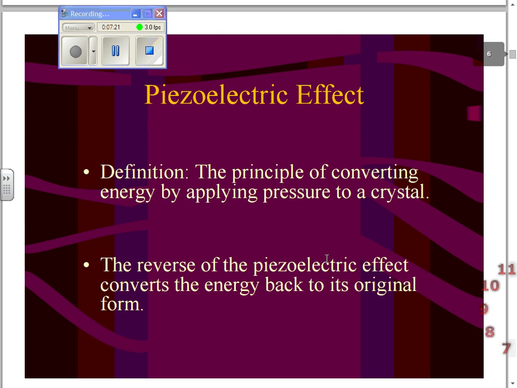It uses the piezoelectric effect, which means that by applying pressure to or compressing a crystal, you can produce a current from it. Equally, the reverse piezoelectric effect is when you apply current to a crystal, it causes it to compress. And so if you apply high frequency AC to a piezoelectric crystal, it will cause it to vibrate, just like a cone speaker, and that will produce the sound wave that we're after.